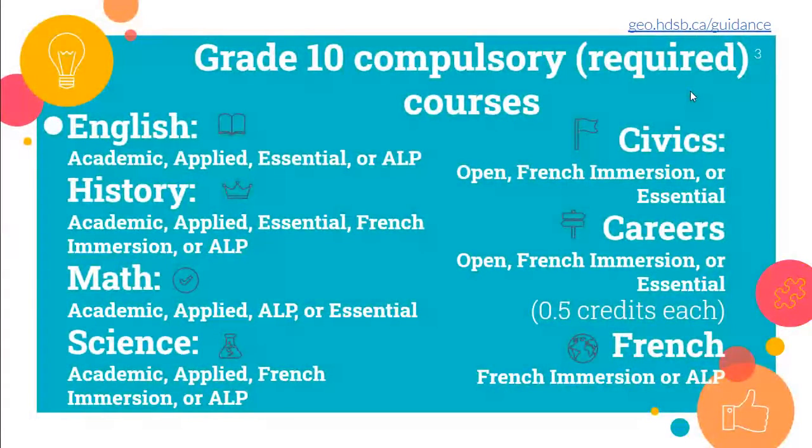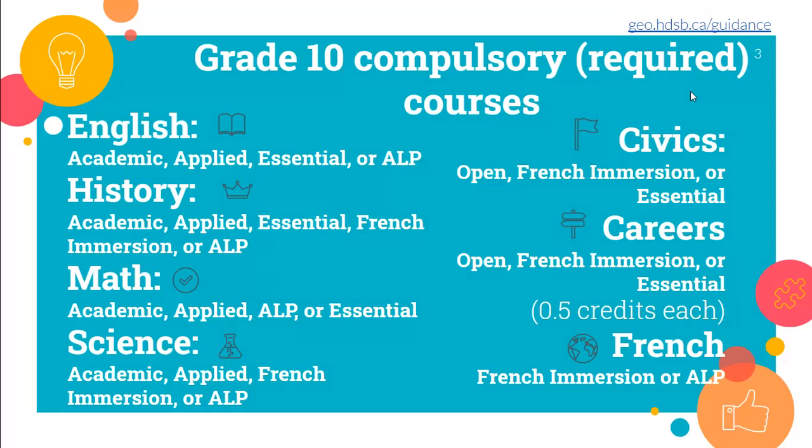In terms of your compulsory required courses, in grade 10, everyone needs to take an English course. It's just a matter of what pathway you want to choose for that course. Is it academic, applied, essentially, or otherwise known as locally developed, or the accelerated learning program? You are required to take a history, a math, a science, a civics and careers course, both of which are half credits, 0.5 of a credit each. So together, civics and careers earn 1 credit in total.